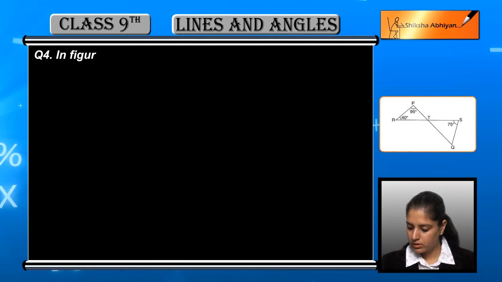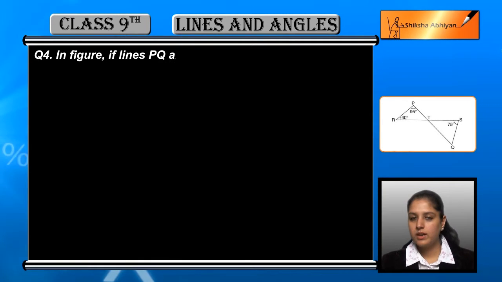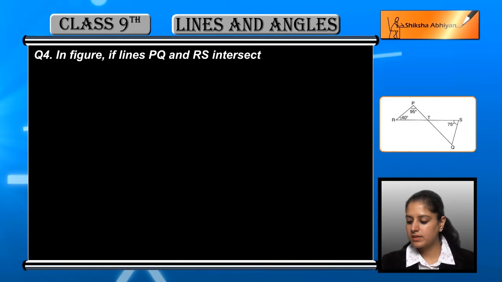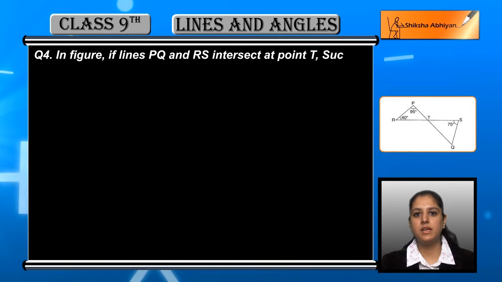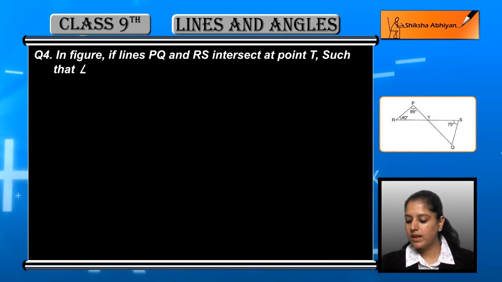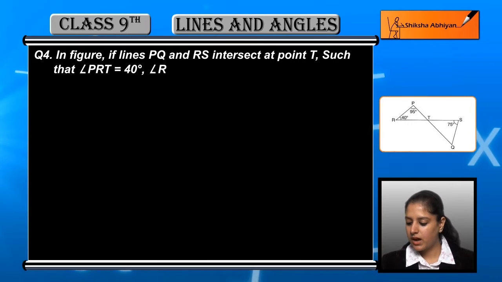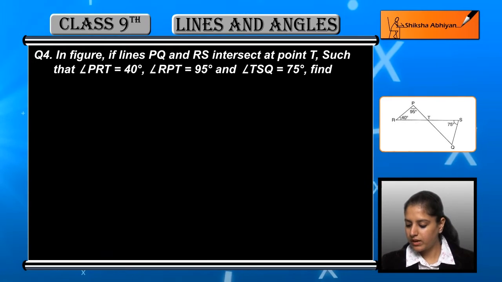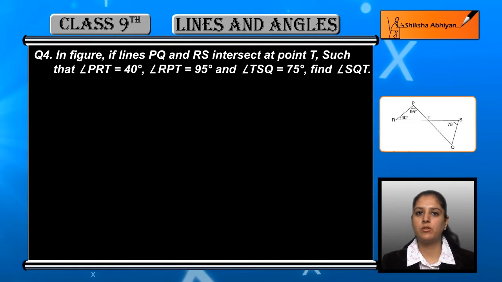Question number 4. In the figure, if lines PQ and RS intersect at point T, such that angle PRT is equal to 40, RPT is 95 and TSQ is 75, you have to find angle SQT. SQT की वैल्यू निकालनी है.